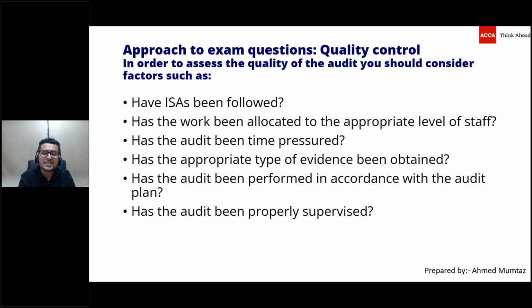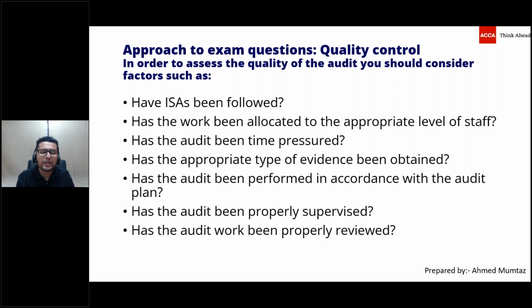Okay, second last, has the audit been properly supervised? So we have to make sure that the audit is properly supervised. How are we going to ensure that? We can only verify that by making sure that seniors were involved in evaluating whether the audit was properly supervised. The involvement of seniors should be there.